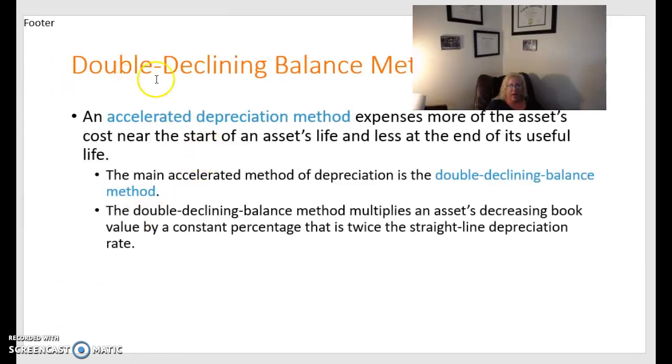And then finally, we have the double declining balance method. This is an accelerated depreciation method that expenses more of an asset's cost near the start of its useful life and less at the end of its useful life. The main accelerated method of depreciation is the double declining balance method. This method computes annual depreciation by multiplying the depreciable asset's decreasing book value by a constant percentage that is 2 times the straight-line depreciation rate.